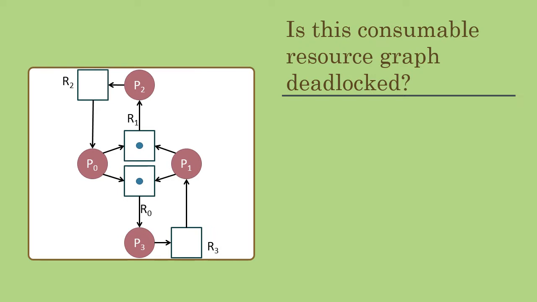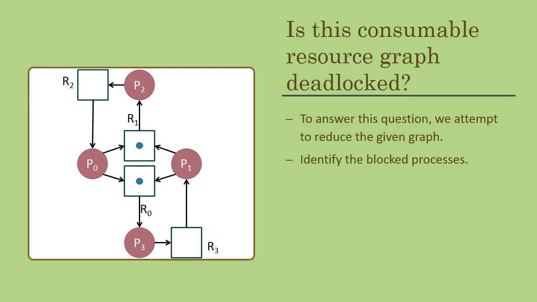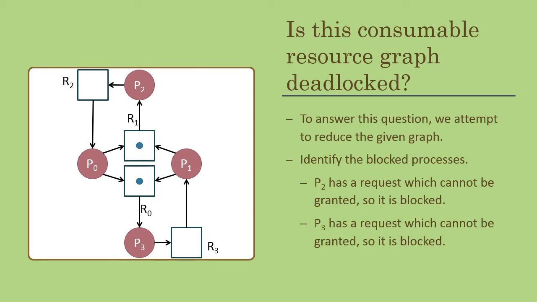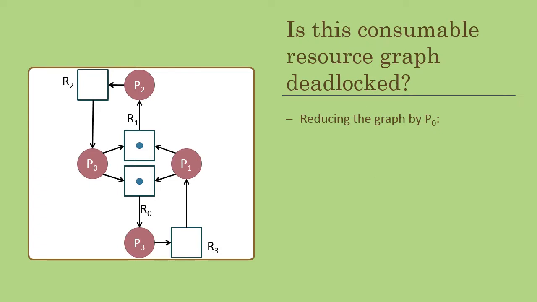Is this consumable resource graph deadlocked? To answer this question, we attempt to reduce the given graph. Identify the blocked processes. P2 has a request which cannot be granted, so it is blocked. P3 has a request which cannot be granted, so it is blocked. P0 and P1 are not blocked. We choose to reduce the graph by P0.